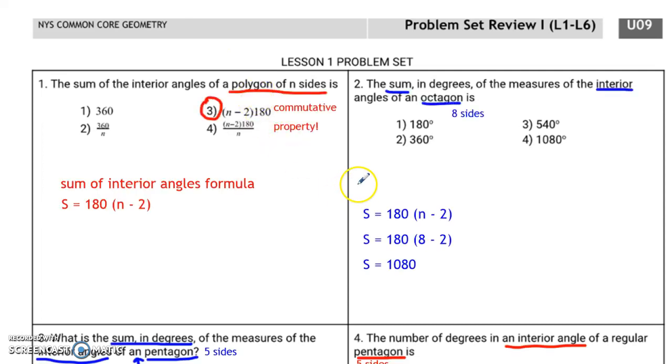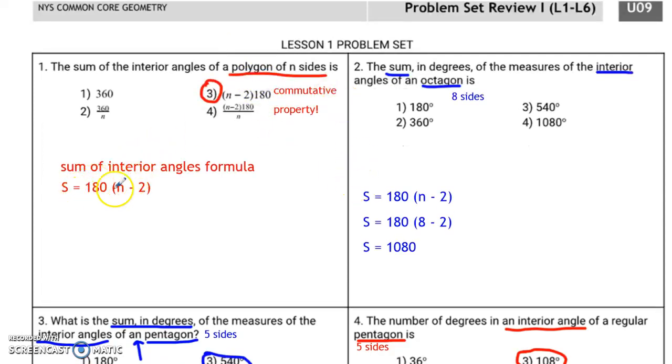These first few problems were a review of a formula that you know already. You already knew the sum of interior angles formula from a previous unit. It asks for a polygon of n sides. Well, if it doesn't give you n, you're going to use 180 times (n minus 2). This is the same exact expression, just switched around. We're allowed to use that. That's called the commutative property.